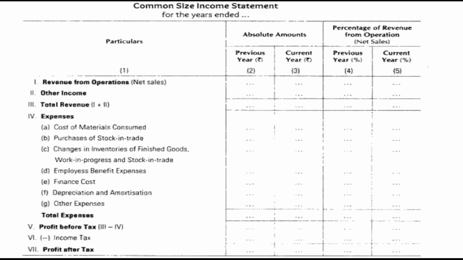This is the format of the common size income statement as per the Companies Act 2013. Here the revenue from operations, that is net sales, is calculated, then other income, and each item is calculated as a percentage of sales. The cost of material consumed, purchase of stock, change in inventory, finance costs, depreciation, all these expenses or income are calculated as a percentage of sales. Take an example of an expense: the individual expense will be divided by total sales and multiplied by 100 to know its share in the revenue.